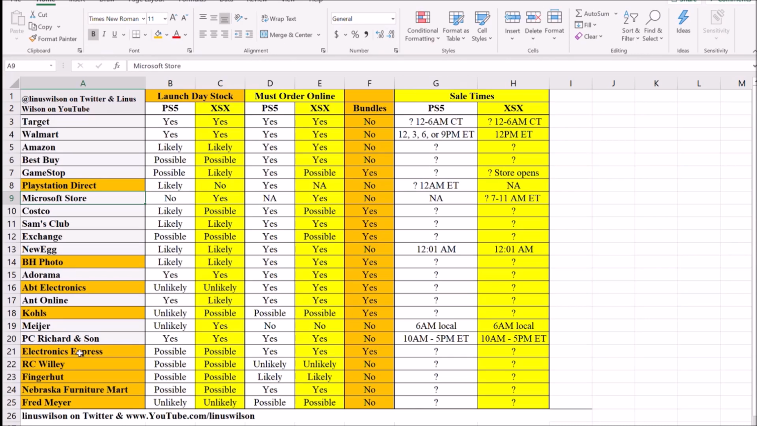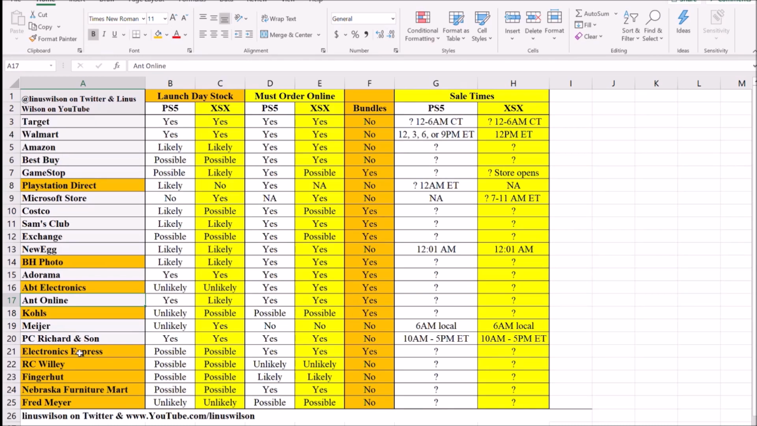I think the big takeaway that you need to think about is these sales were very quick. I think they were a lot quicker than the pre-order sales. It was a lot harder to cart things, but where it was easier to cart things was whether it was a members-only club like Sam's and Costco, or perhaps the Exchange. I don't know, I didn't really get to see that because I'm not really a member of the military. Or GameStop, which had bundles, or Ant Online.